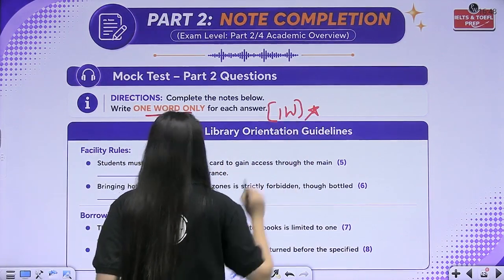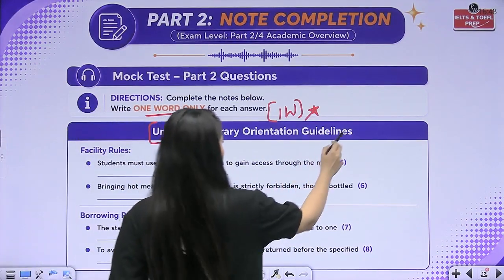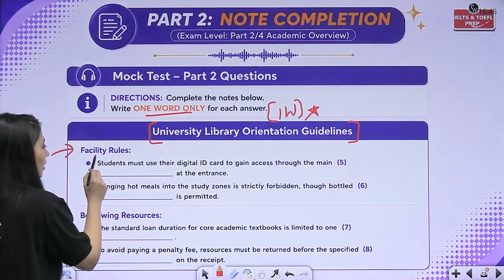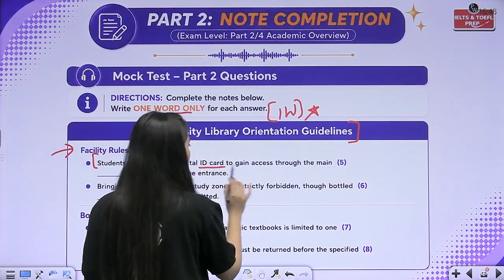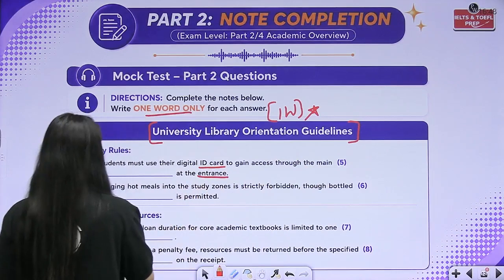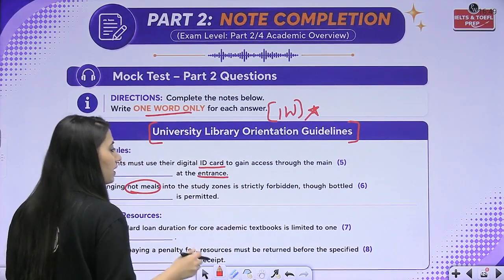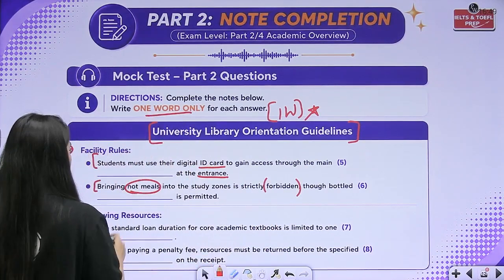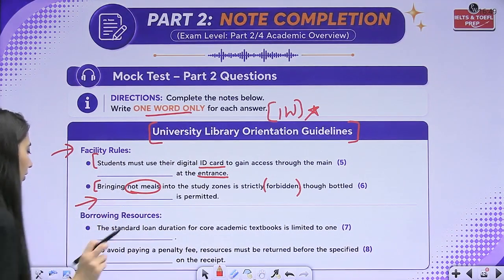Okay. Now here you've got something related to university library orientation guidelines, and the facility rules are that students must use their digital ID card to gain access through the main dash at the entrance. Then bringing hot meals into the study zone is strictly forbidden, that means restricted, though bottled dash is permitted. So what is it that is permitted? You need to figure that out.